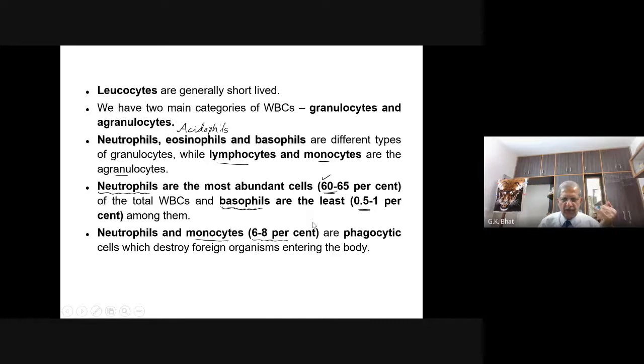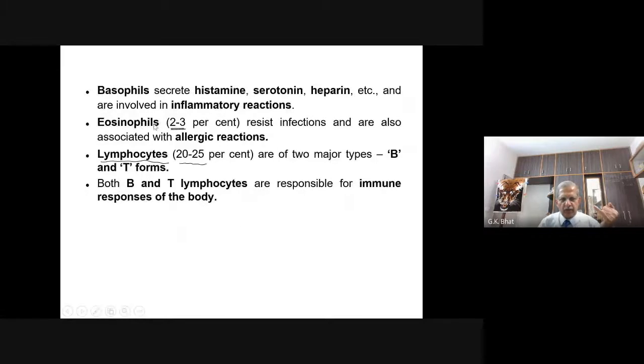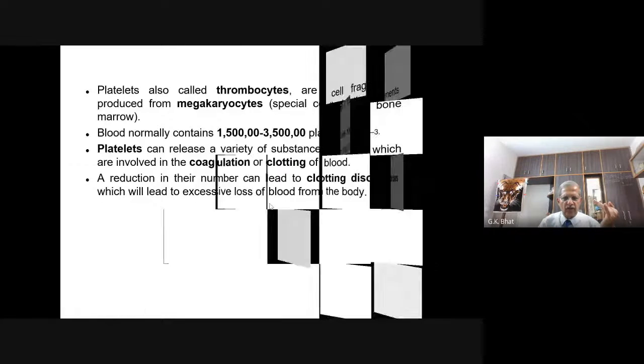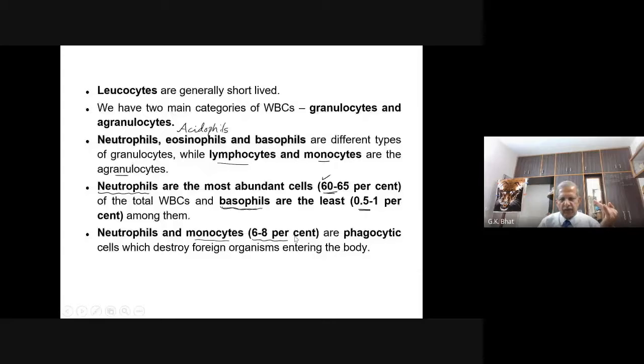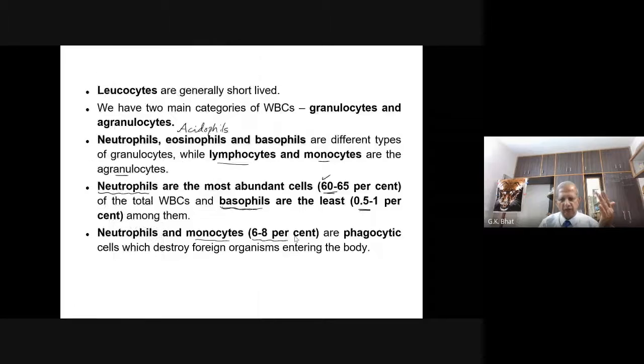Next to basophil, it is the eosinophil, 2 to 3%. And next to eosinophil, more in number is that of the monocyte. It is 6 to 8%. Next to that is the lymphocyte. Lymphocyte is 20 to 25%. And the last and the most abundant is the neutrophils. This is with regard to the number.